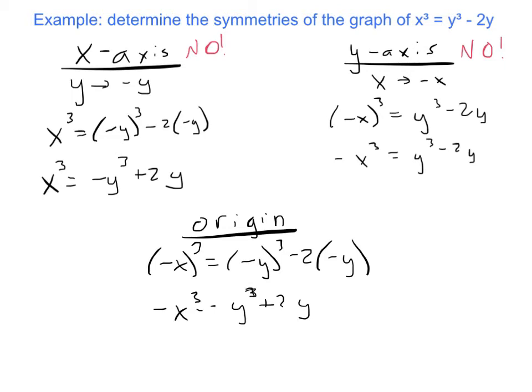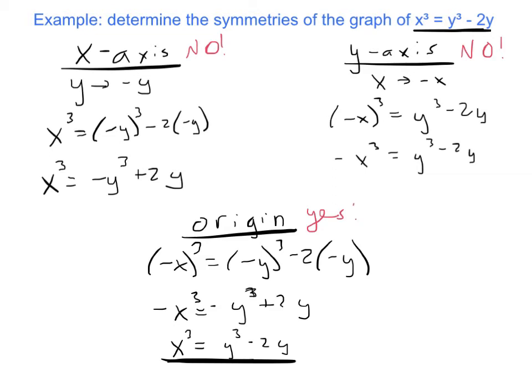And on the surface, this doesn't look the same as the original equation. But if I were to multiply the whole equation through by -1, I'd end up with x cubed equals y cubed minus 2y. This is the same as the original equation, which means this does have origin symmetry.